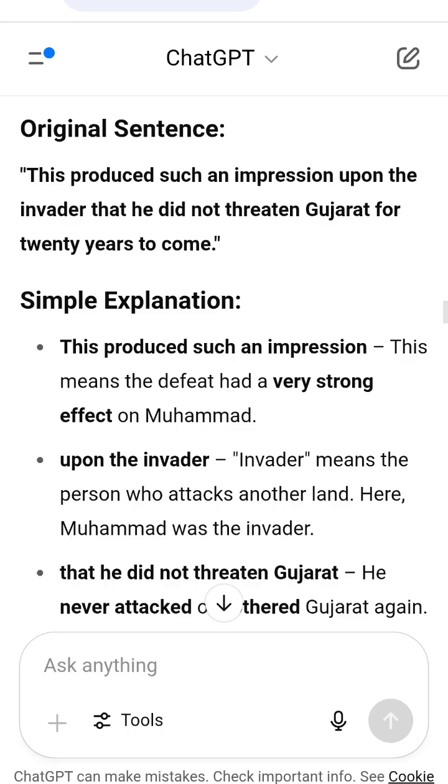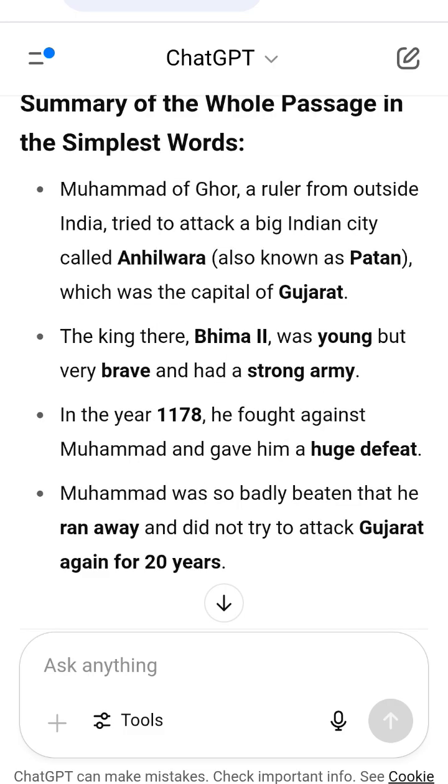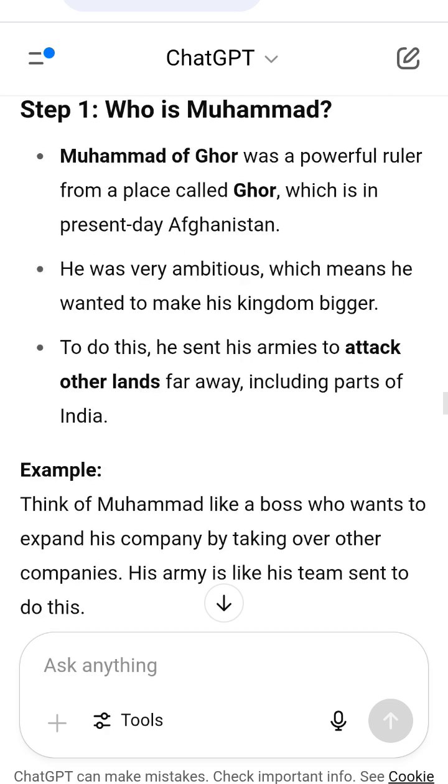3. Muhammad returns to conquer Lower Sindh, 1182 AD. After taking Multan and Uch, Muhammad waited a few years. In 1182 AD, he marched south into Lower Sindh. Lower Sindh was ruled by a local Muslim dynasty called the Sumras. The Sumra king did not fight a big war, but was forced to accept Muhammad's authority.